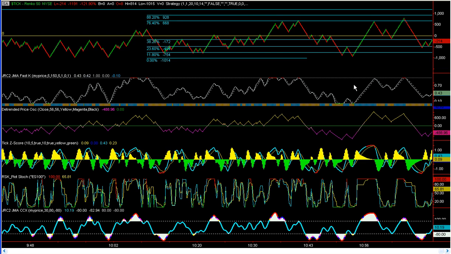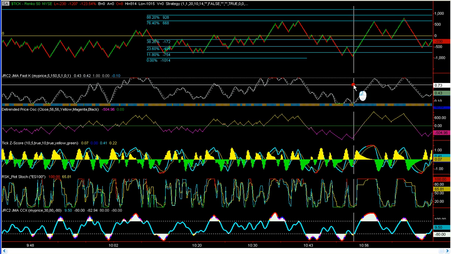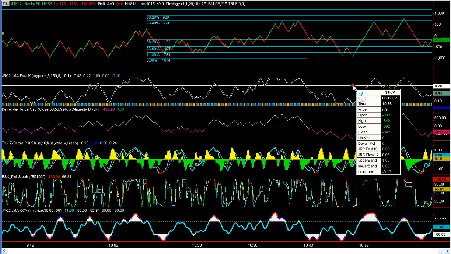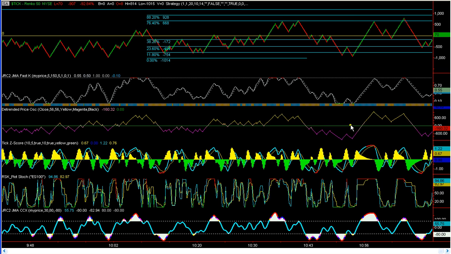And if you're of the mind that divergence is what you need to see to take a trade, that divergence is fairly easy to identify as well. So we like to use the Z-score for the purpose of divergence, but we're seeing that the CCX indicator works pretty well in addition to that.